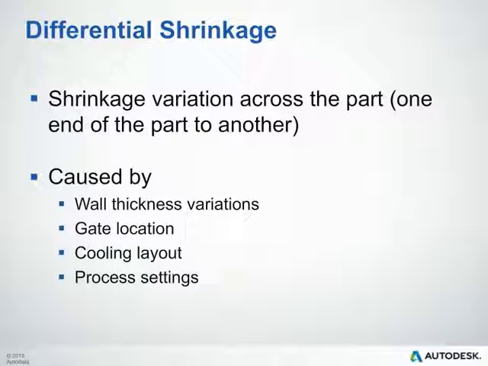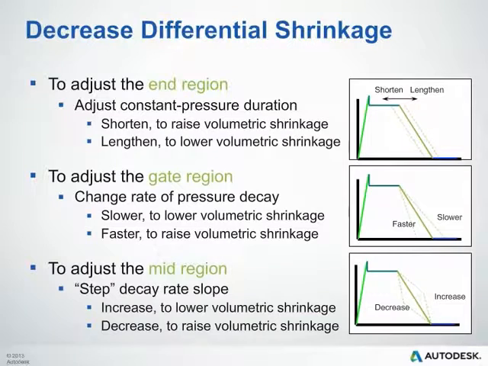Differential shrinkage is usually defined as shrinkage variation across your part, so basically from one end of the part to another, or in different regions. This is typically caused by wall thickness variations, your gate location, the cooling layout, or even some of your process settings. So to decrease differential shrinkage, we can typically play with a few different pack profiles here.